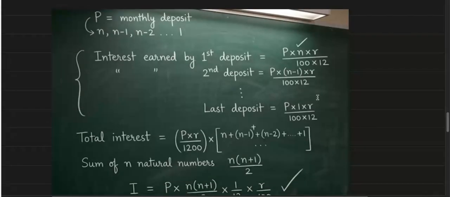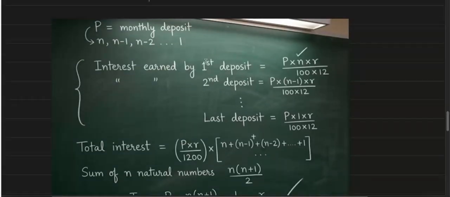Anyways, so how we got this? Monthly we are having a deposit of P, whatever deposit we are taking. And for how many months are you putting every month the deposit P? For n number of months. So what will be the simple interest formula for this? PNR by 100. Since we are taking months, that's why 12 will come in the denominator. You know this very well for the first deposit.